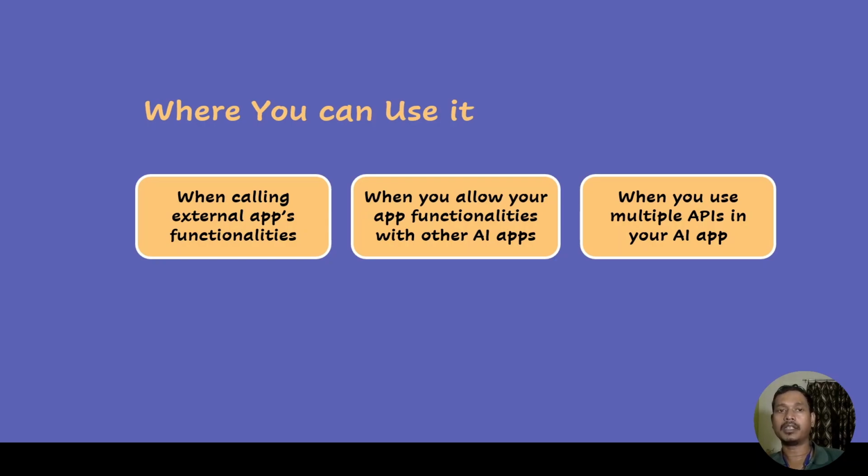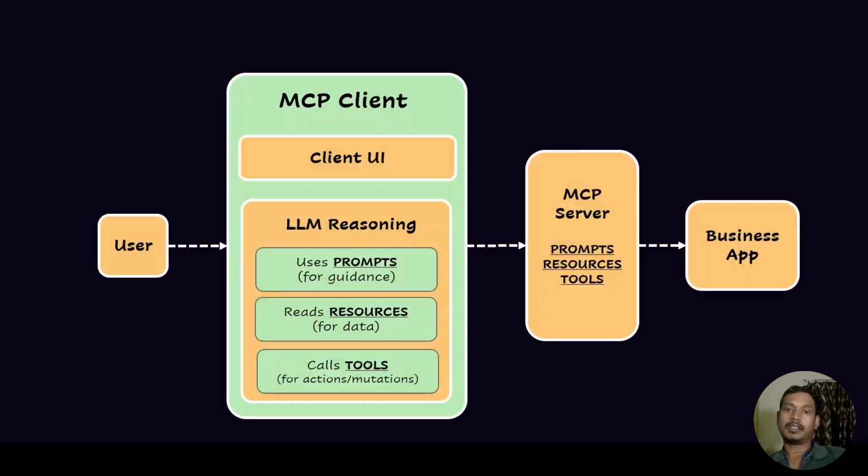So in this way, you can do that. So these are three ways you can use MCP servers. Then if I tell you the architecture of MCP servers, the user will send a request in a client UI. The MCP client will have the LLM reasoning layer, because it knows how to use prompts, read resources, and call tools of MCP servers. These prompts, resources, and tools are the three major components of MCP servers.